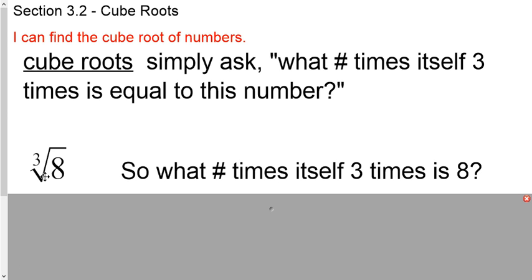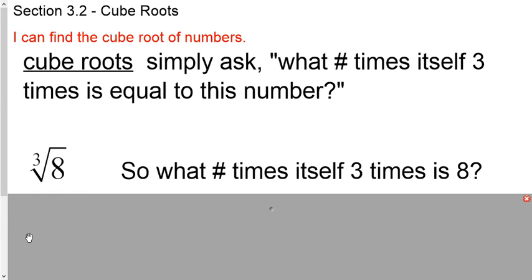Here we still have the radical sign, but you'll notice this little 3 floating right above it or in front of it. That is a cube root sign. So we would read this problem as, what is the cube root of 8? So in other words, we're asking ourselves, what number times itself 3 times equals 8?